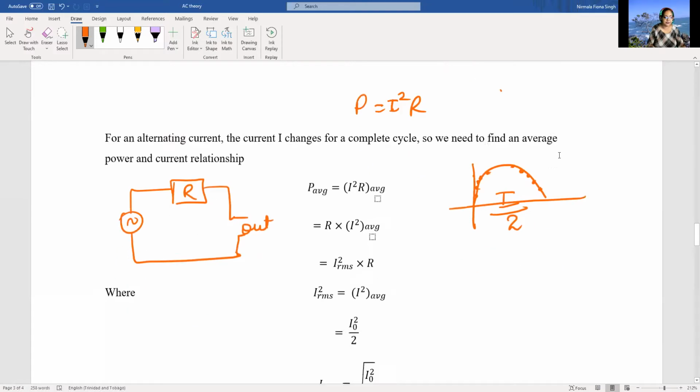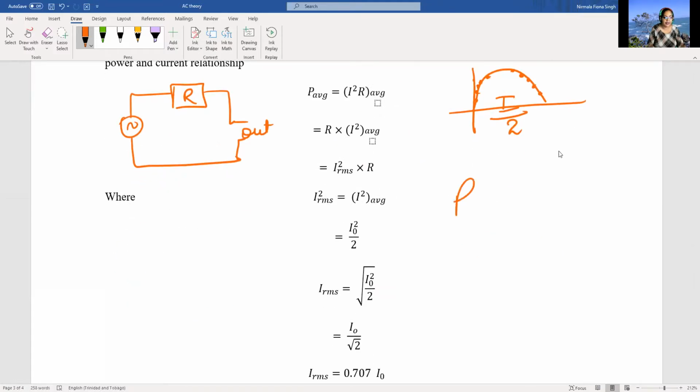Now we're going to introduce a term here called RMS. RMS means root mean square, and you're going to see where we get root mean square from as we come down here. I RMS squared is equal to the average of I squared. Now, how do I find the average of I squared?